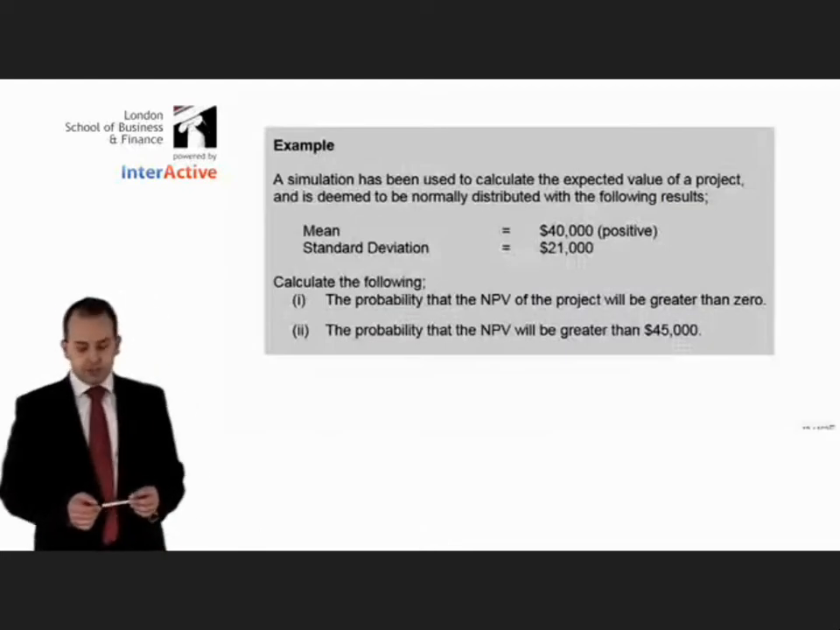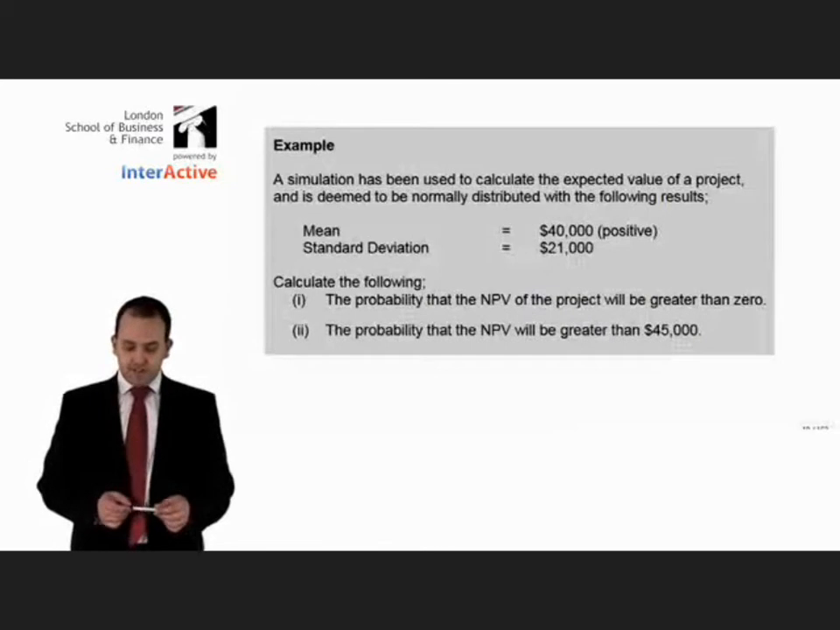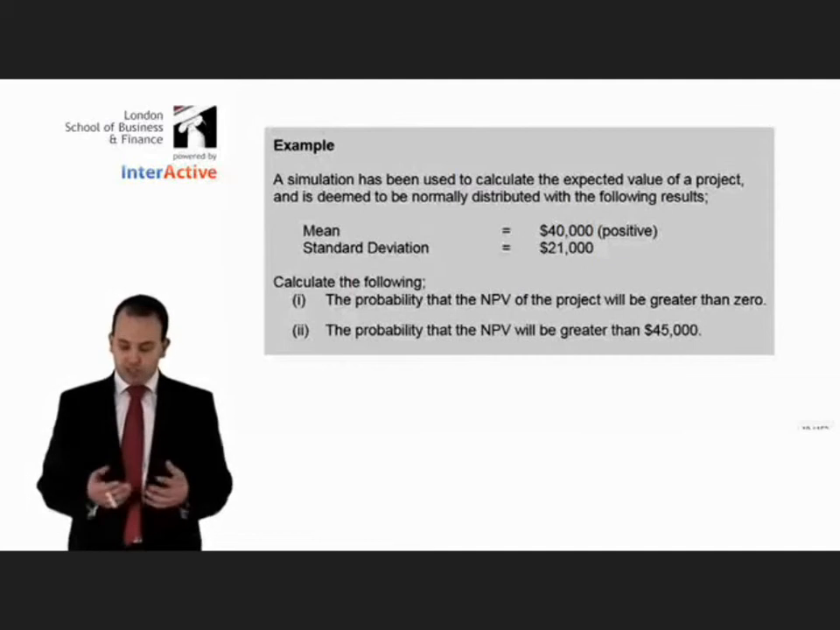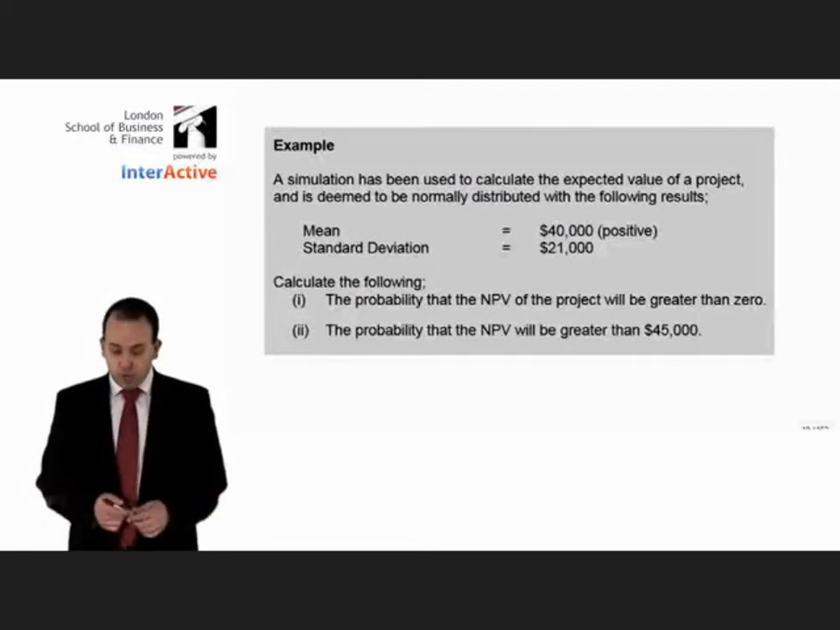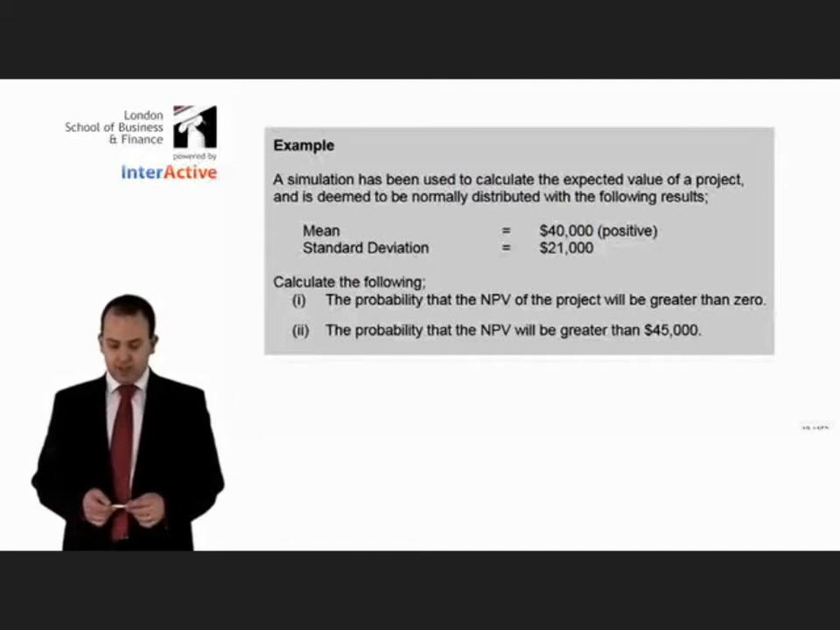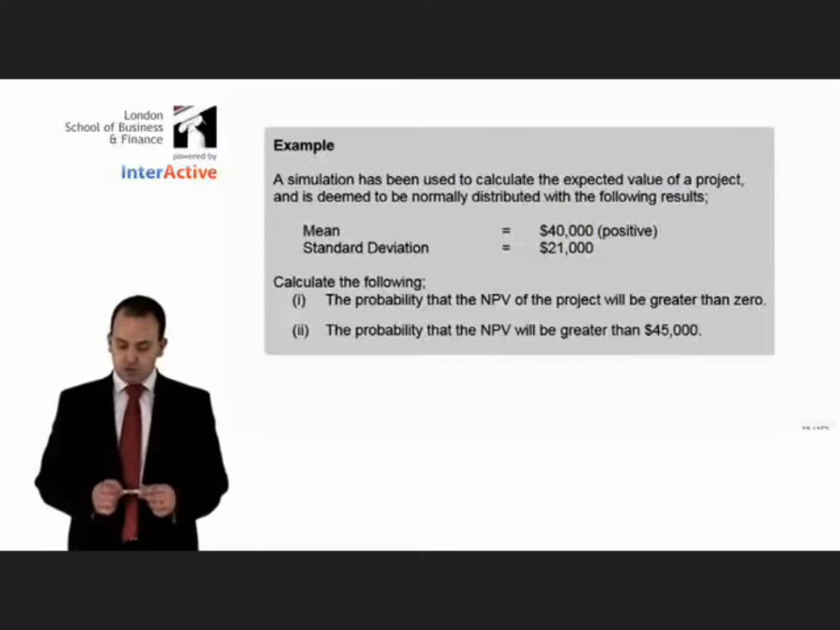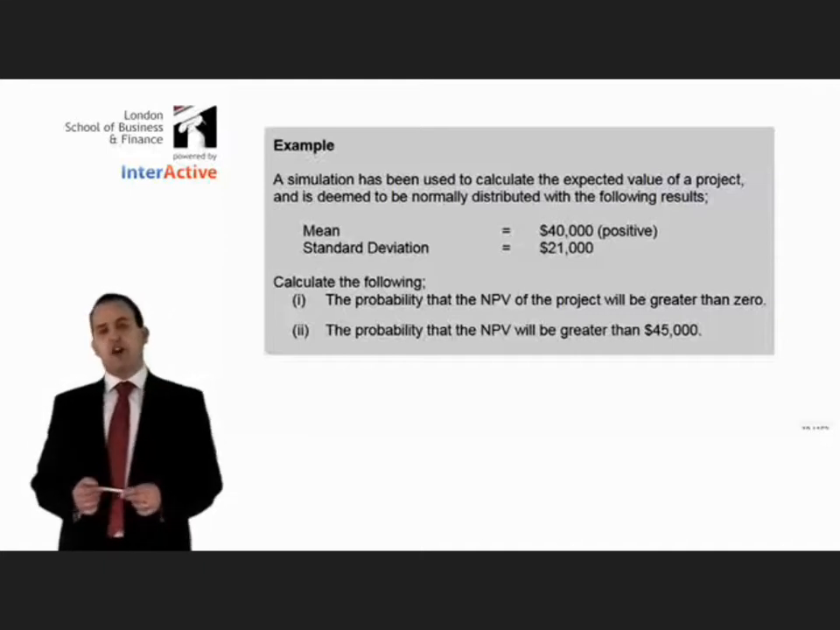Now, for those of you who've never come across normal distribution before, this concept may seem particularly difficult to start off with, but with the use of a simple example we can see this is always going to be relatively simple to calculate. So consider the following. A simulation has been used to calculate the expected value of the project and is deemed to be normally distributed with the following results. You have a mean of $40,000 net present value positive with a standard deviation of 21,000. Calculate the following: the probability that the net present value of the project will be greater than 0, and then calculate the probability that the net present value will be greater than 45,000.